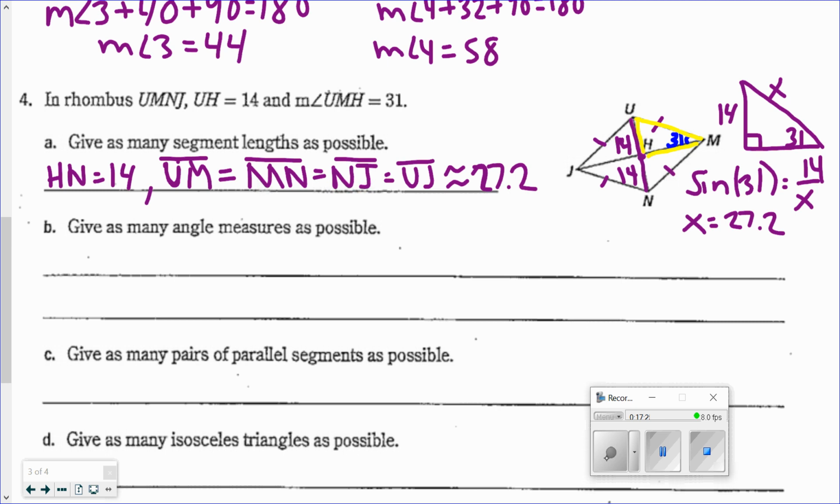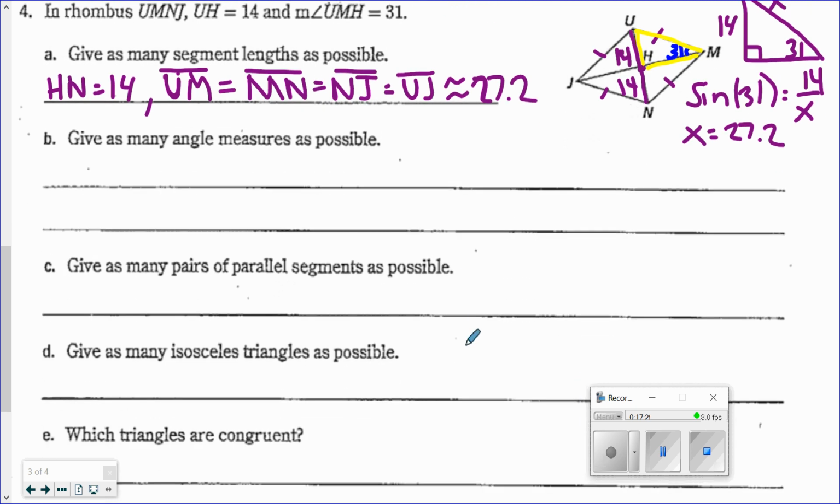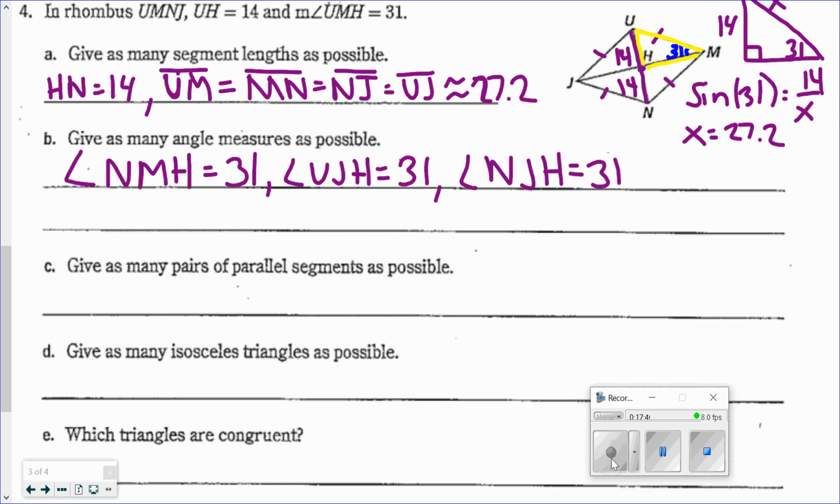The rest of the answers here, I'm just going to write down. It's nothing that you're going to be tested over, but like I said, it could help you with the bonus. So for B, give as many angle measures as possible. If you look at our rhombus here, we know that the measure of angle UMH is equal to 31, the measure of angle UJH is equal to 31, and the measure of angle NJH is also equal to 31.